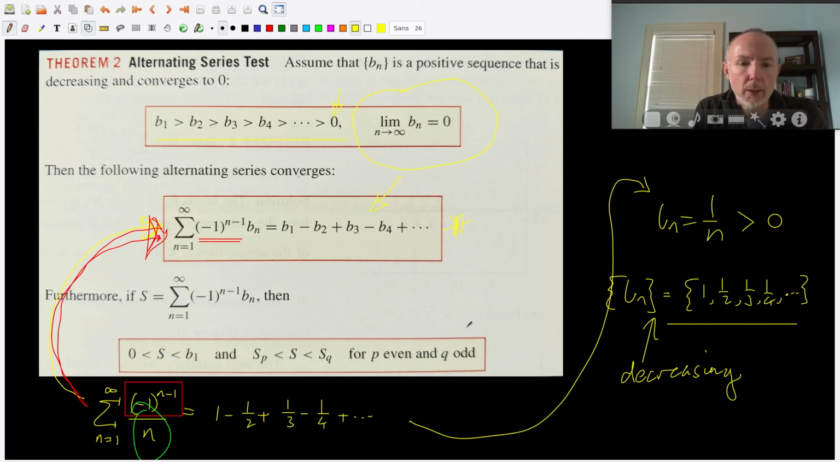I'm not going to worry too much about this stuff at the bottom. It just tells you how things are behaving. But if we're looking at this example, let's use the alternating series test. We need to show two things in this case. We need it to be a positive sequence of terms, and it has to be decreasing, and it has to converge to 0. So let's have a go at using this test to do so.